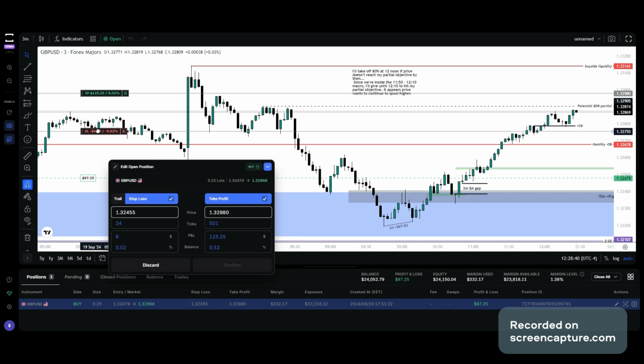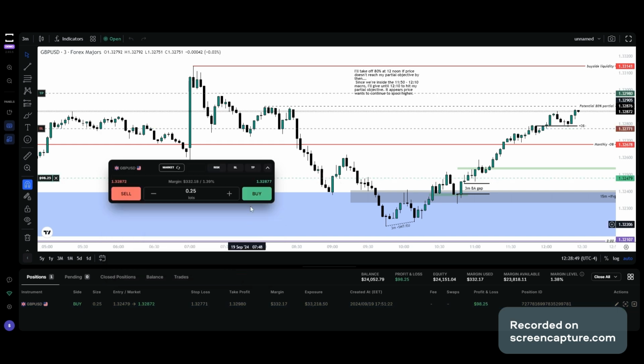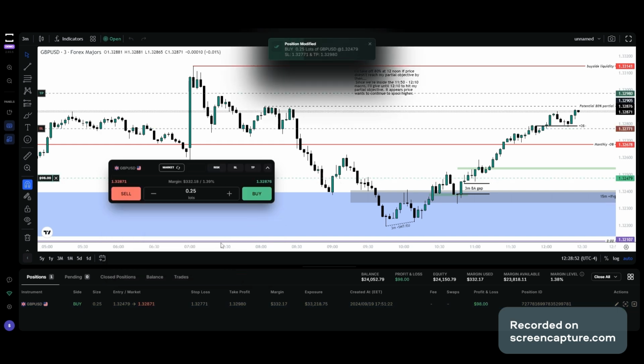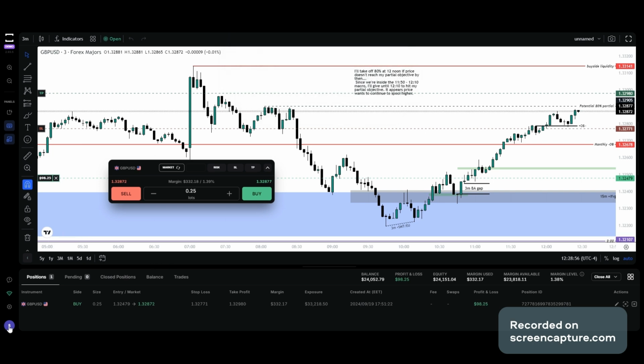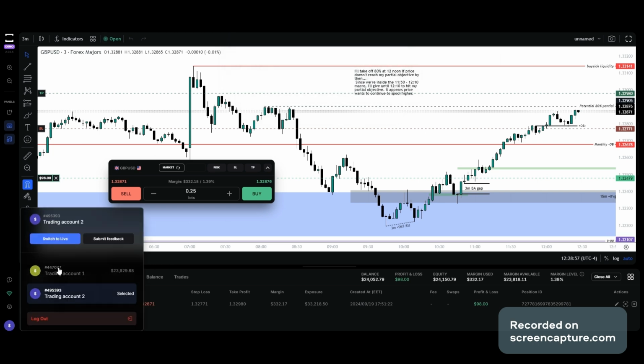Actually, I don't even want to see price get back below that order block, if I'm being 100% honest with you. And I'll change this one as well.